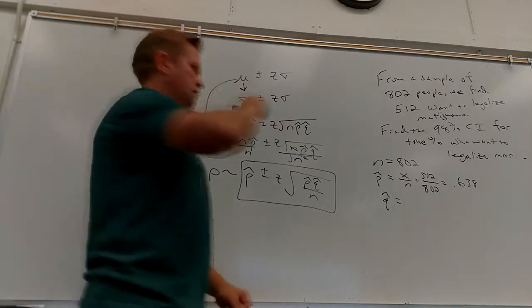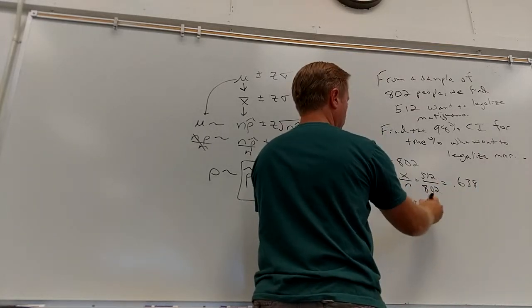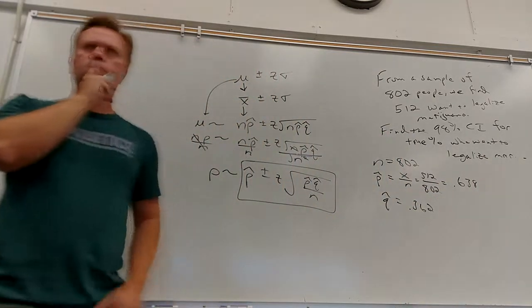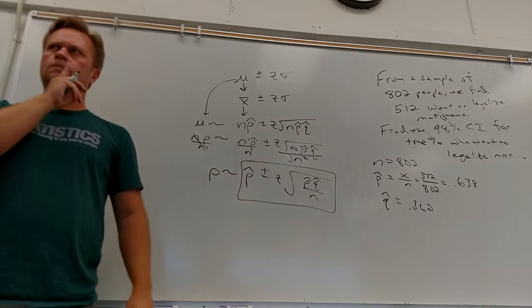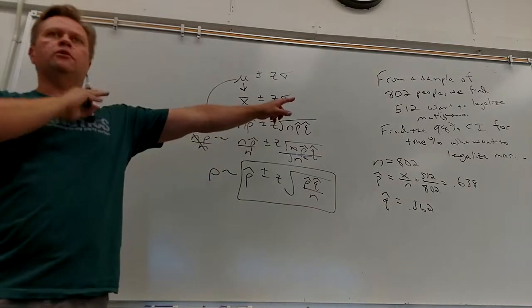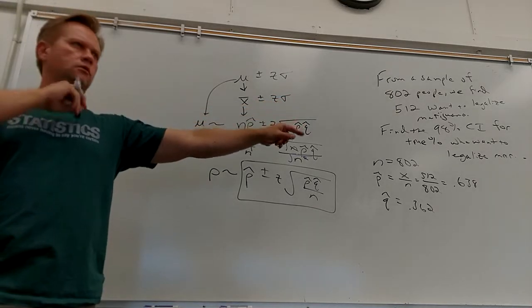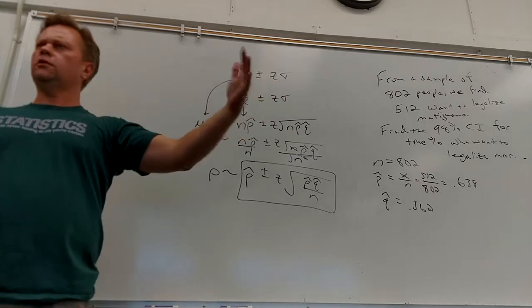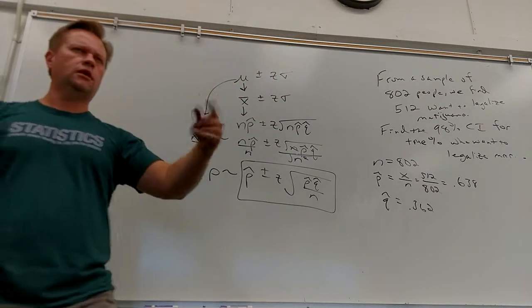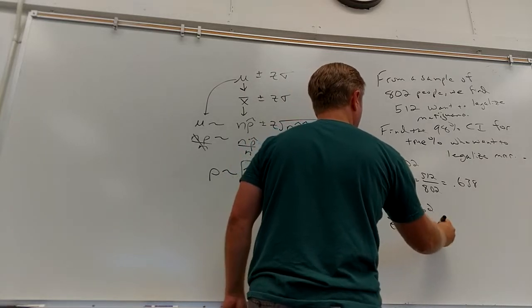0.362. Yeah, it's got to be the opposite of this. It's got to be 1 minus this, right? 0.362. I like it. And what's the z-score going to be? We did that one earlier. Who remembers the 98% z-score? Did we do that one earlier? Yeah, 2.33. Z is 2.33.